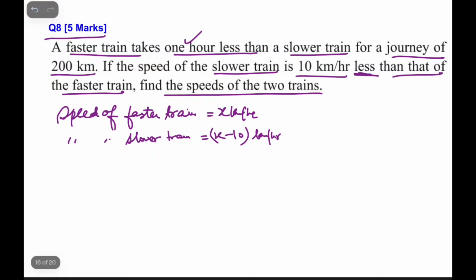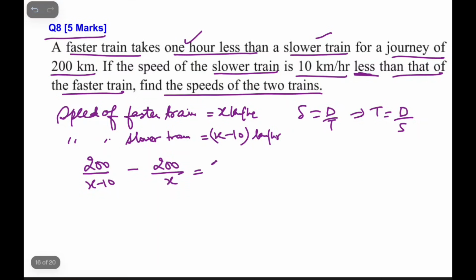Now the faster train takes 1 hour less than the slower train. So we'll be comparing the time. We know that speed is equal to distance upon time. That implies time will be equal to distance upon speed. So the difference is 1 hour. So we get 200 upon x minus 10 minus 200 upon x, this is given to be 1. This is the time taken by the slower train, and this is the time taken by the faster train. The difference is given to be 1 hour.